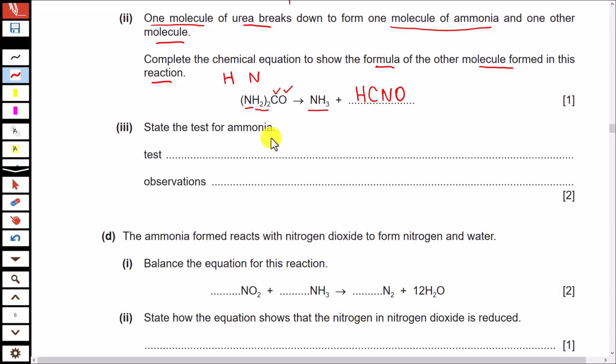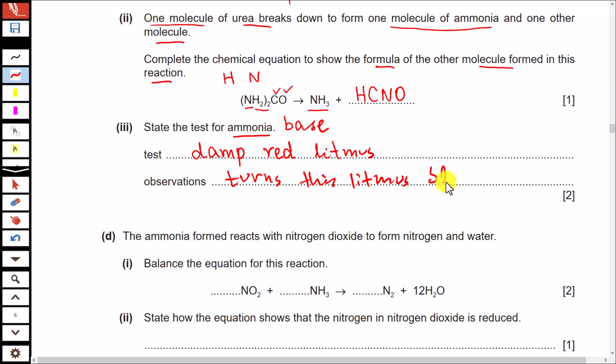State the test for ammonia. Ammonia is a base, and we can use a damp red litmus paper. So the test is to use damp red litmus, and ammonia turns this litmus blue, because we know that an alkaline solution turns damp red litmus blue. D part: the ammonia formed reacts with nitrogen dioxide to form nitrogen and water. Balance the equation for this reaction.